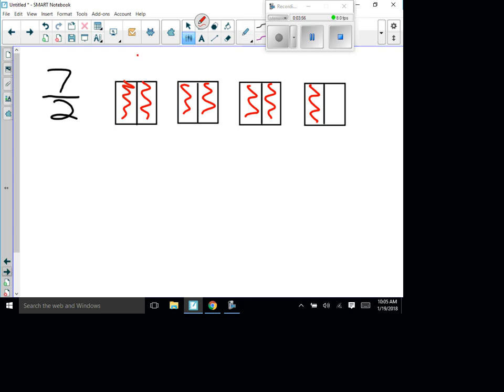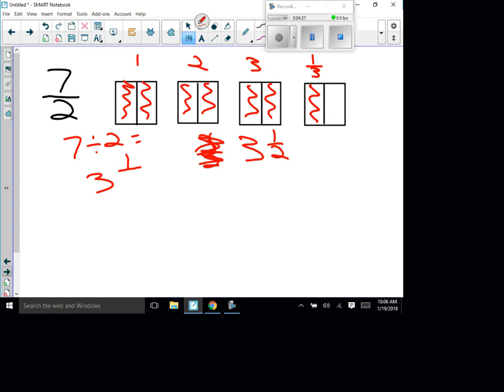I would say I'd have 1 whole candy bar, 2 whole candy bars, 3 whole candy bars, and a half of one. So our answer should be 3 1/2, right? Now let's check and see if the way that you find the mixed number works. 7 divided by 2. How many 2's go into 7? 3, because 2 times 3 is 6. There's 1 left over. And there you go. 3 1/2 equals the picture.